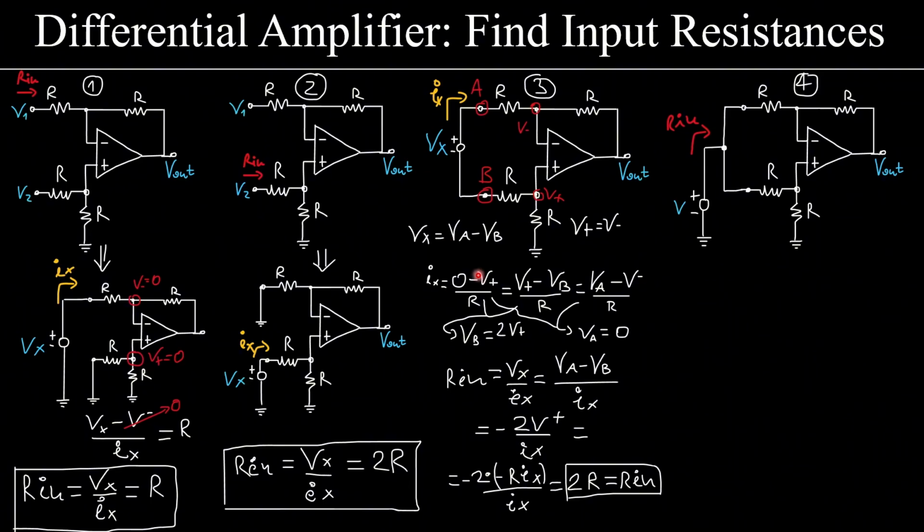You see it from here? And I replace it over here. Now I can eliminate Ix and Ix, all right? I eliminate this, and I have that Rin is equal to plus 2R. Note, then, this is important.